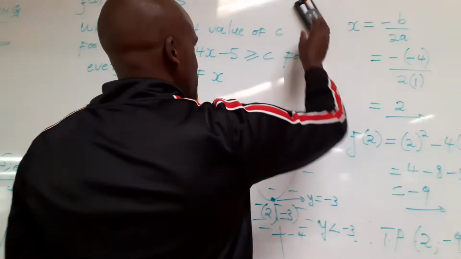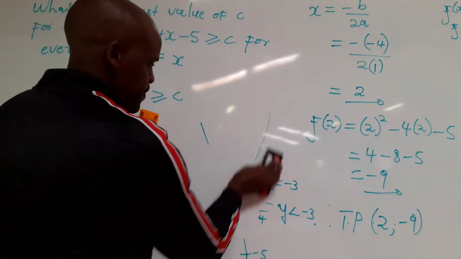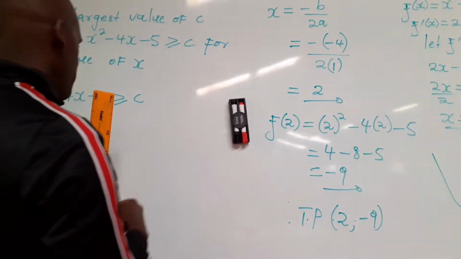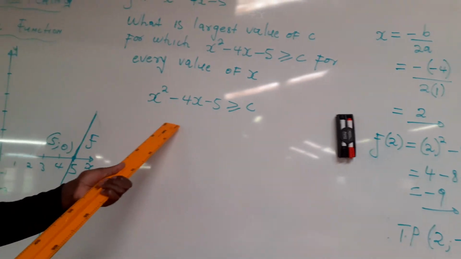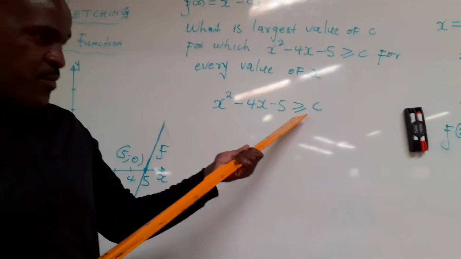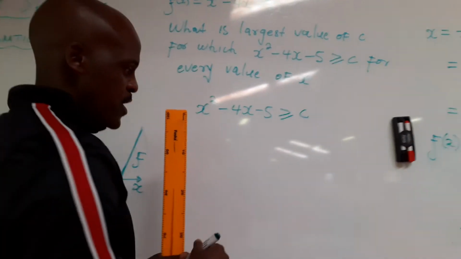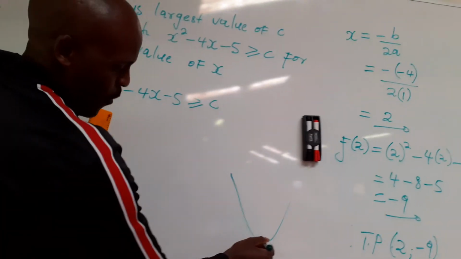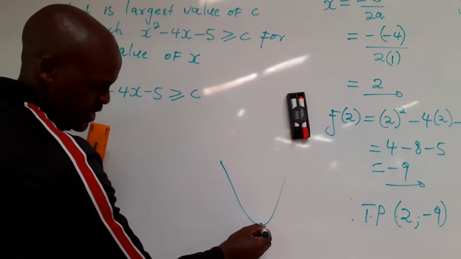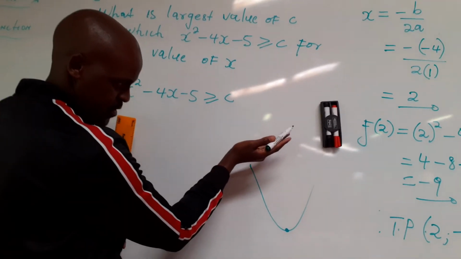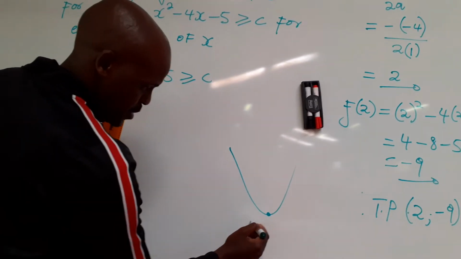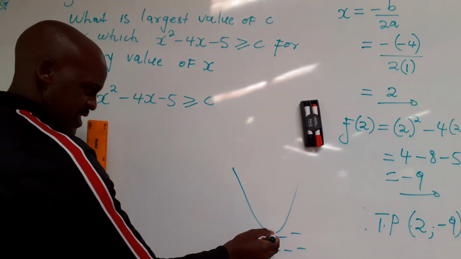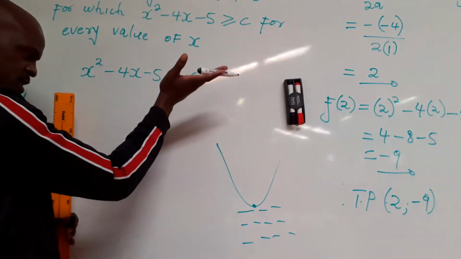Right, let's go to our question. Remember, for this to exist, we check our turning point. If it's concave up, our graph will exist from the turning point upward. Once you go down, it's not there. Our graph is no longer there. It only exists from the turning point upward.